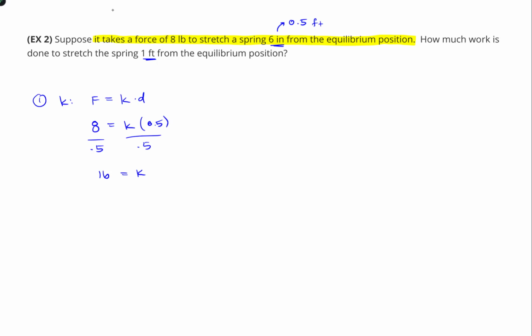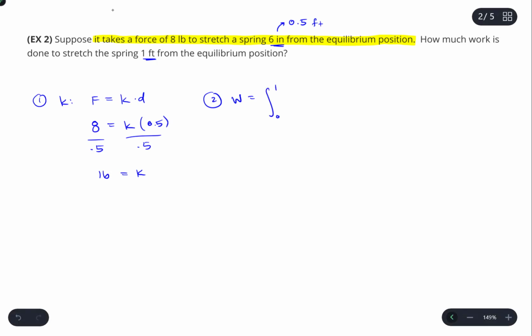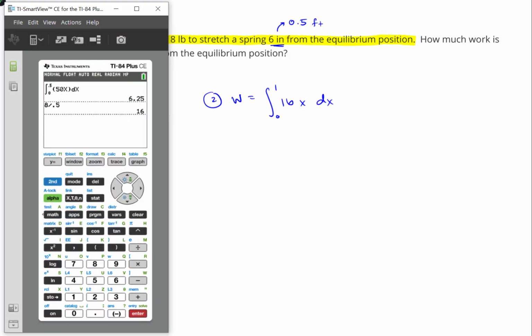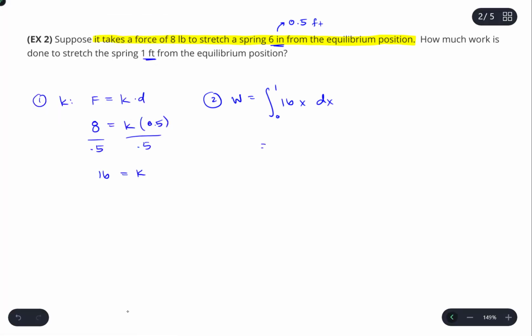And then the next step, calculate the total amount of work done. We want to know how much work is done to stretch the spring 1 foot from the equilibrium. So it's the integral from 0 to 1 of 16x dx. And we can just use the calculator there, 0 up to 1, 16x dx. So that looks like it is 8 foot-pounds.